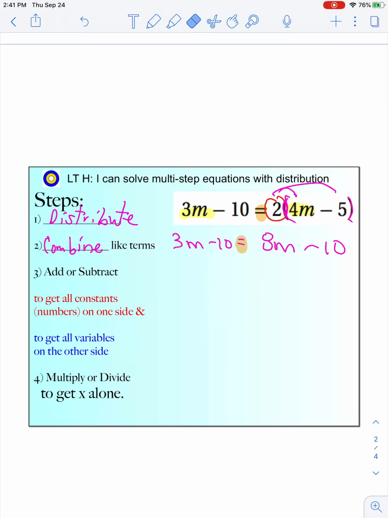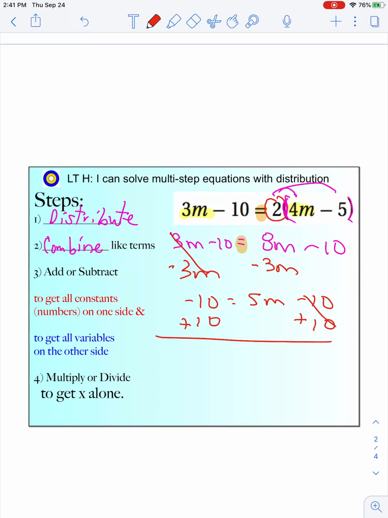So what our step would be next is to get all of the constants on one side and all the variables on the other. So again, I am going to subtract the smaller number from each side. 3m minus 3m gives me 0 m's. So now I have negative 10 equals 5m minus 10. So now I'm going to get the constants, or plain old numbers, on the side together by adding 10 to each side, and that gives me 0 equals 5m.